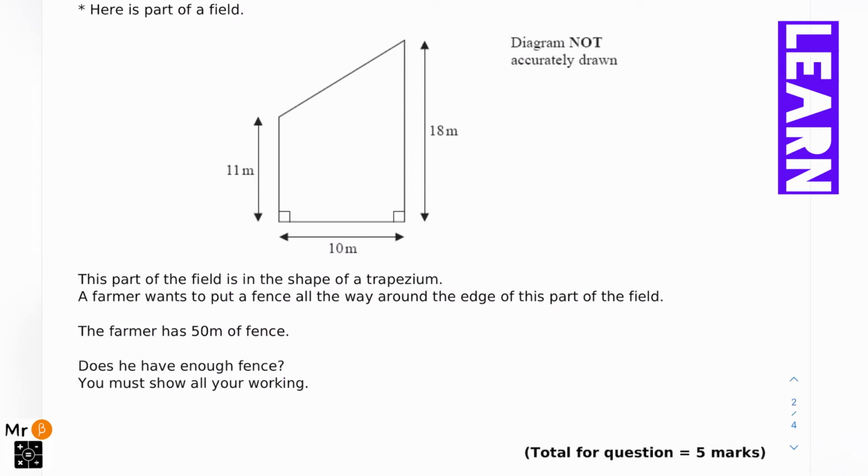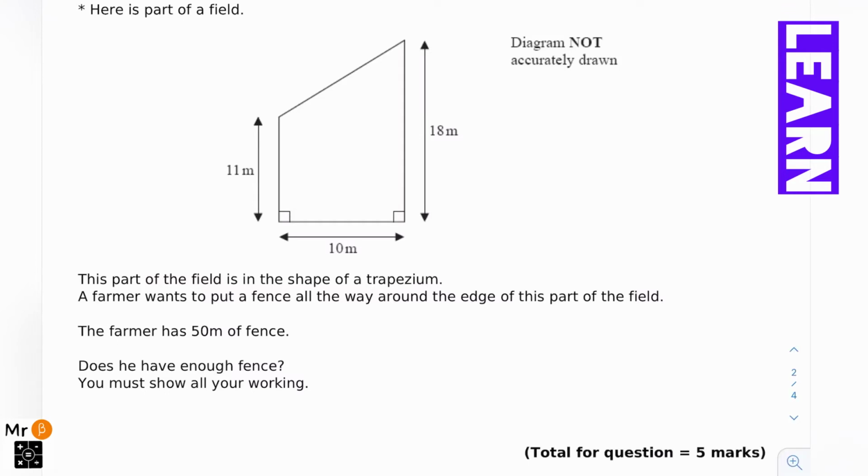Okay, so here in question 3, it's still going to be a Pythagoras question, however they've disguised it in a different shape this time, and we need to read the whole question to understand where the Pythagoras part comes in. So it talks about the trapezium, and it wants to put a fence around the whole shape. And he wants to know if he has enough fence.